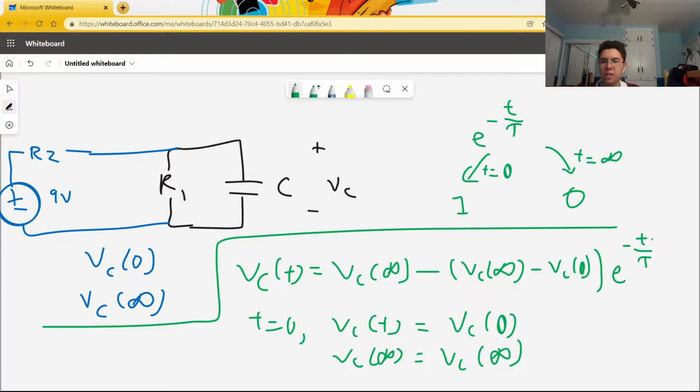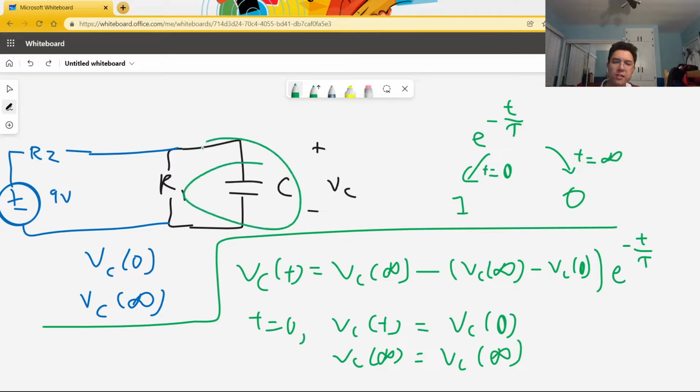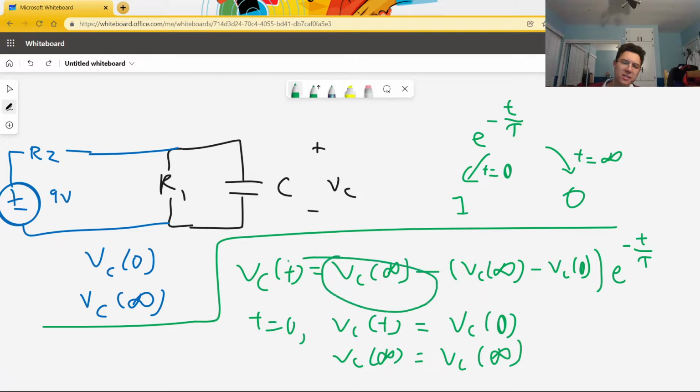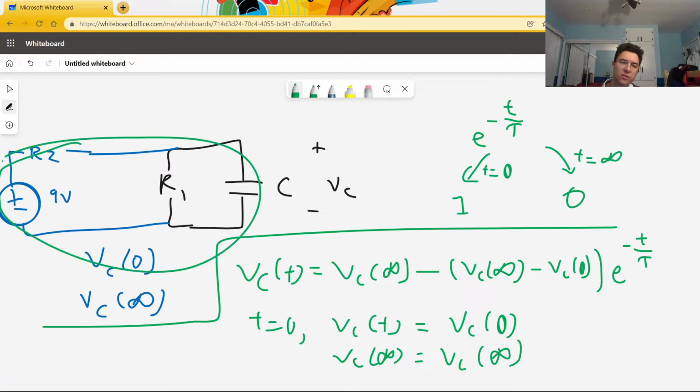Very good. What about between t equals 0 and t equals infinity? We can think of this term, Vc infinity minus Vc0, as the difference between the original voltage of the capacitor and what the rest of the circuit wants the capacitor to be. This difference gradually decreases and fades away as t gets larger and larger until the voltage in the capacitor is basically the same as the voltage that the rest of the circuit wants the capacitor voltage to be.